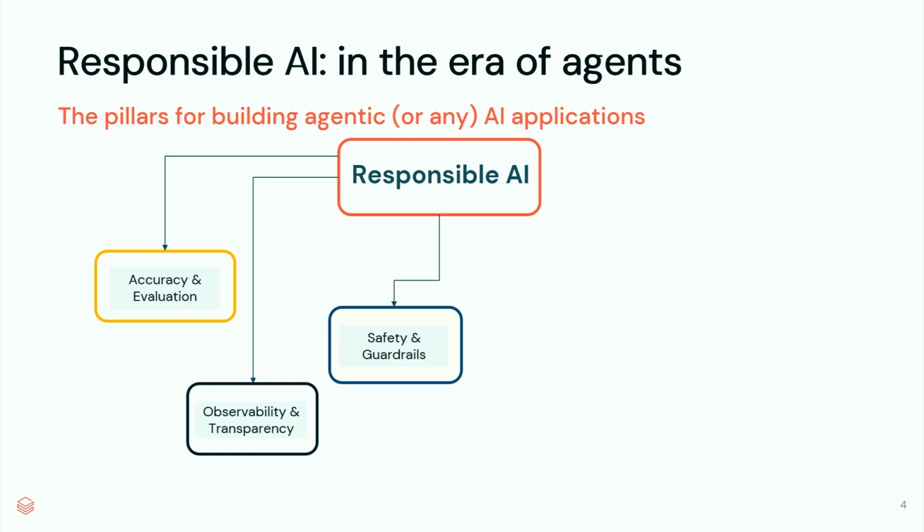Second is safety and guardrails. If you are building a state-of-the-art application and you do not have any safety and guardrail measure, you might as well not go into production. So that is really important when we are talking about implementing responsible AI for an agentic application.